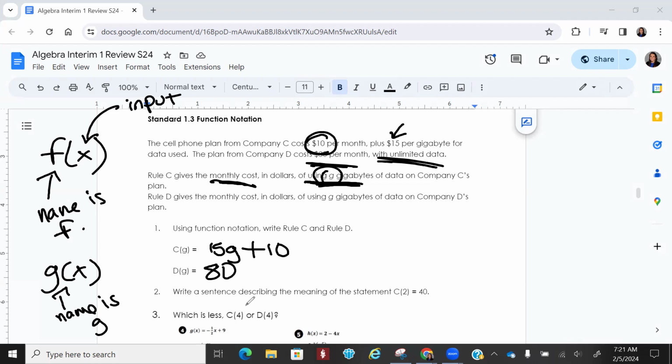Now, the next one says, write a sentence describing the meaning of the statement C of 2 equals 40. So if I take 2 and I plug it in here, that represents 2 gigabytes. And when I simplify that, that's going to equal 40. So how much is it going to cost me? Well, it's going to cost $40 to use 2 gigabytes on this first plan. So everybody see it?